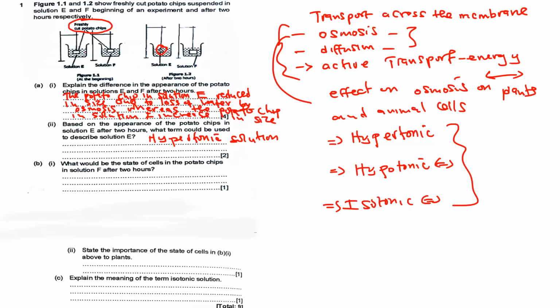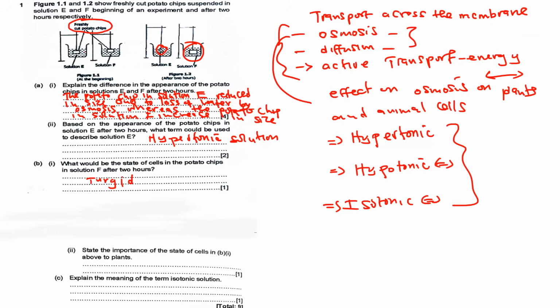Then in B, what would be the state of the cells in potato chips in solution F after 2 hours? So pay particular attention to the way you answer the questions. You might have answers, but you might miss a thing. The state of a cell in the potato chip that was put in solution F after 2 hours: you can see there's a swelling of the potato chip. So you expect the cells to be turgid. Then let us go to the next question.